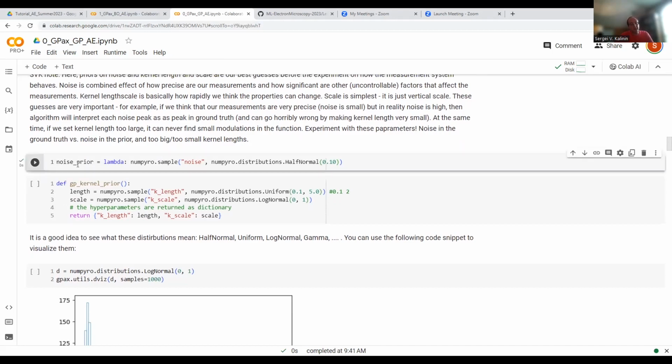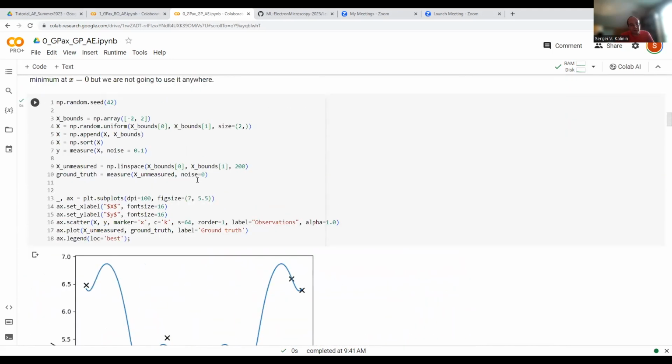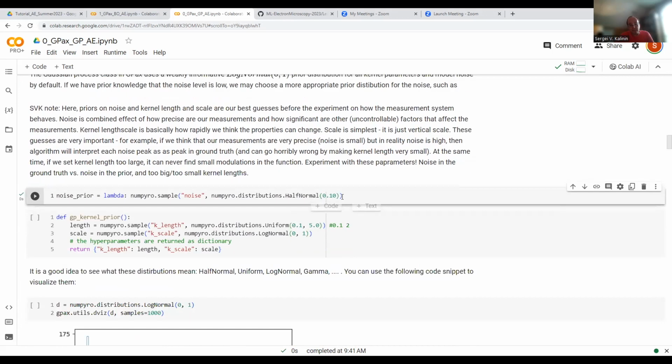So the first thing we do is define the noise prior. In this case, you can see that this is a half normal distribution, so noise magnitude can be only positive. And we say that it is something like 0.1. Notice that in this case, our noise and our belief in what the noise is are the same.